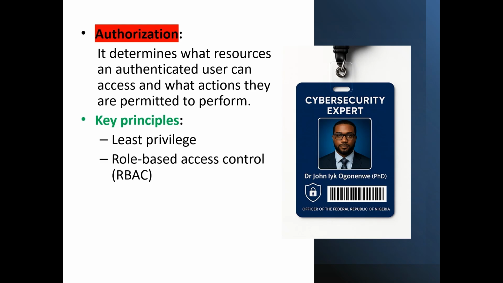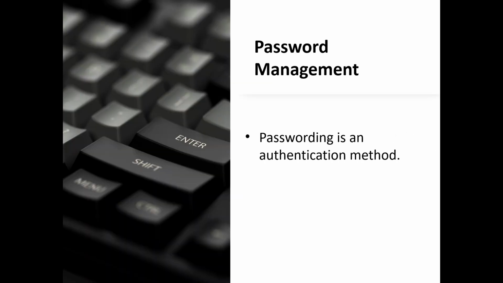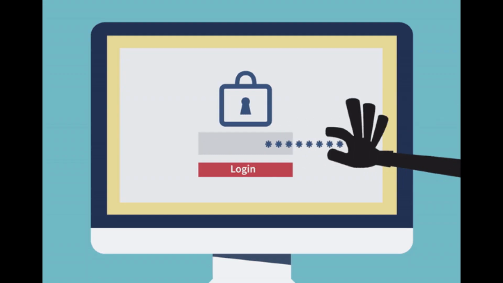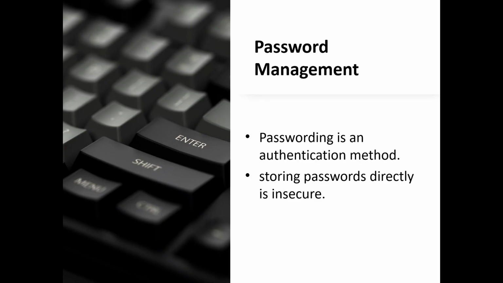They can access XYZ features or XYZ things. Now, it's very important for us to note that authentication happens before authorization. Please do take note of that. Passwords remain one of the most common authentication methods. However, when you store passwords in plain text, it's very insecure, which is the reason why cryptographic hashing becomes essential.